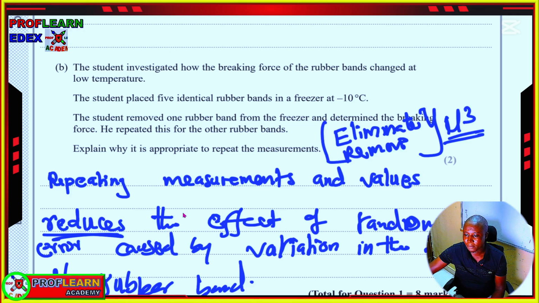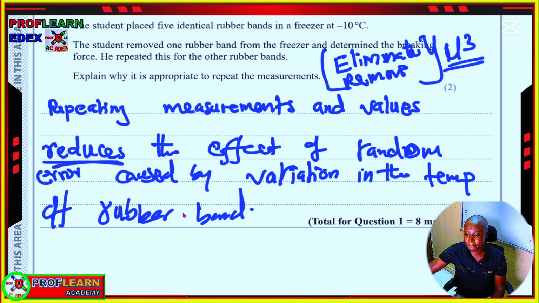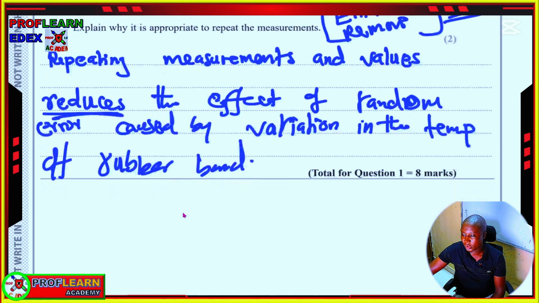Explain why it's appropriate to repeat measurements. Remember, measurements are repeated so that we can have values we can find an average of. In that way, if you repeat measurements, you can reduce the effect of the random error that can be caused by some of the changes in this particular experiment. Repeating measurements reduces the effect of random error, for example the variation of temperature in that case.